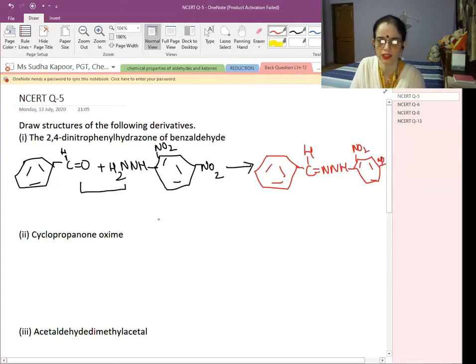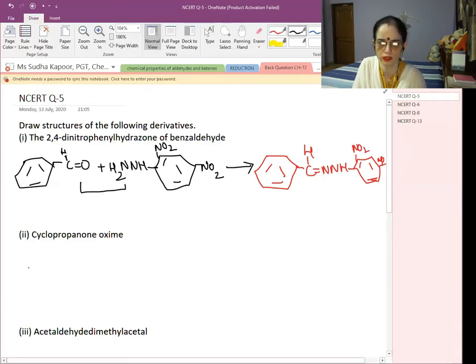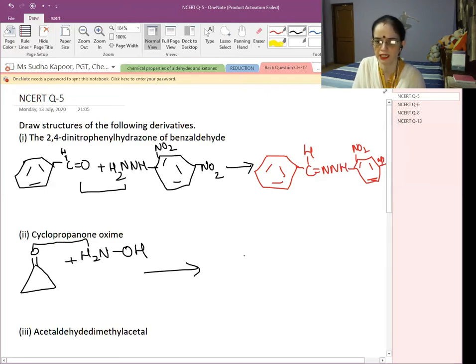So now coming to the second one, the cyclopropanone oxime. So again, it is the same thing. How you are going to draw the cyclopropanone oxime? You will take cyclopropanone. This is cyclopropanone. And for oxime, what we need is hydroxylamine. Making the elimination of the water from here, we will be getting the product as required in the question. Double bond NOH, that is the cyclopropanone oxime.